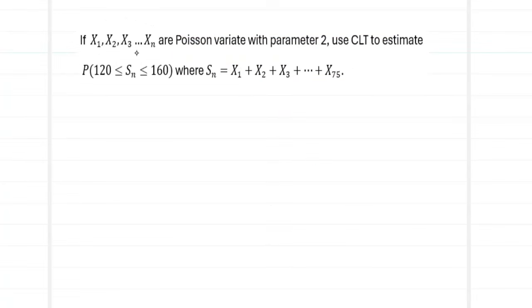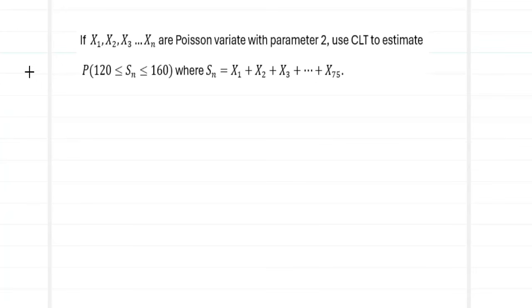If X1, X2, X3 up to Xn are Poisson variates with parameter 2, use central limit theorem to estimate the probability of 120 less than or equal to Sn less than or equal to 160, where Sn is X1 plus X2 plus X3 up to X75.